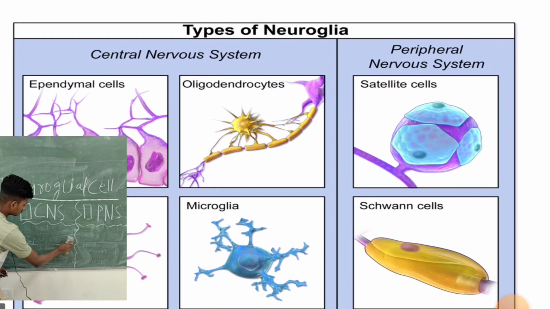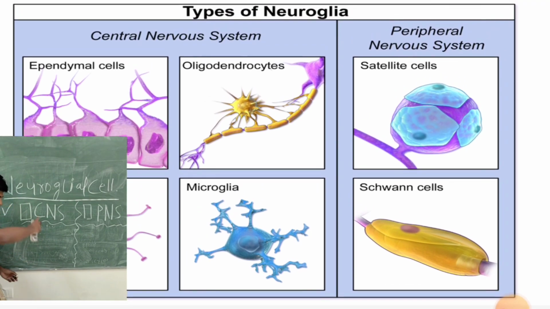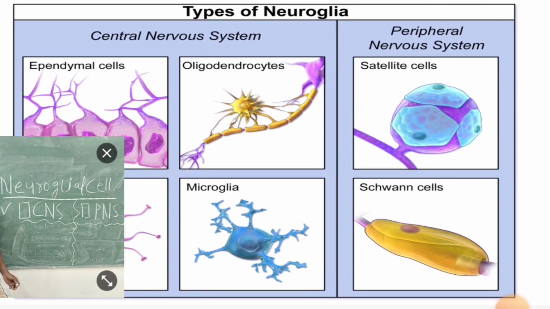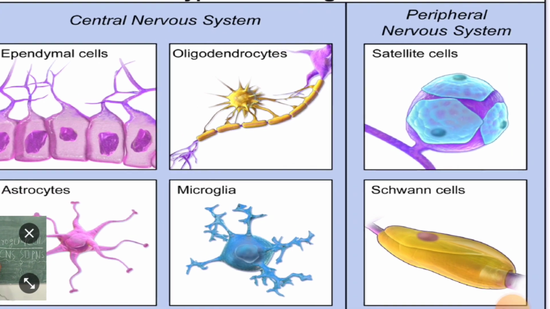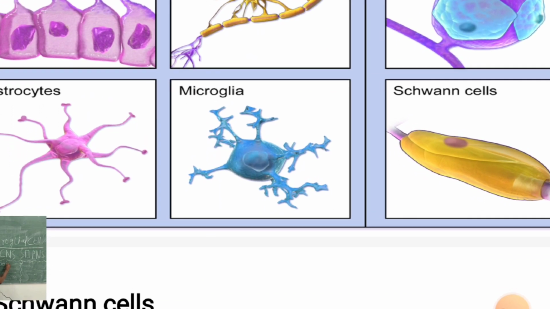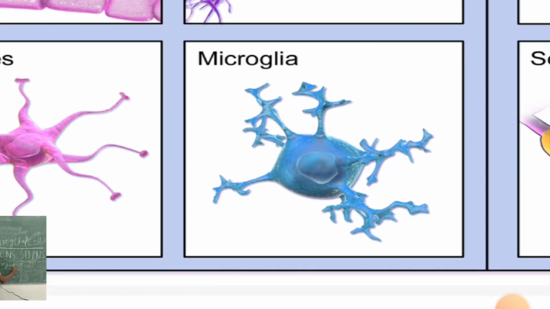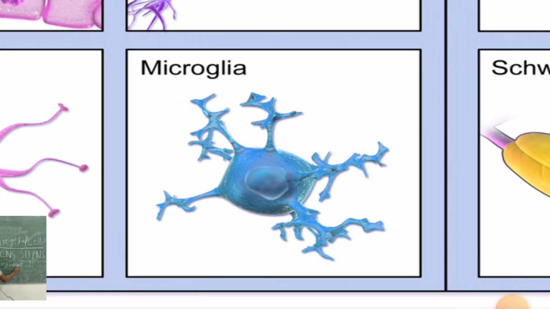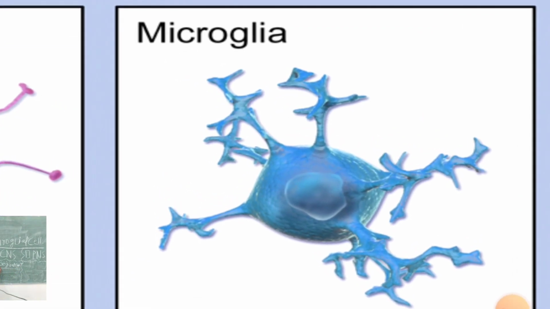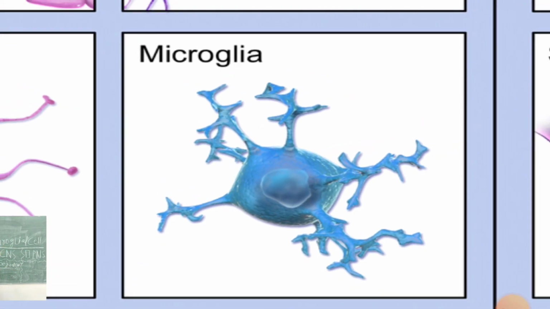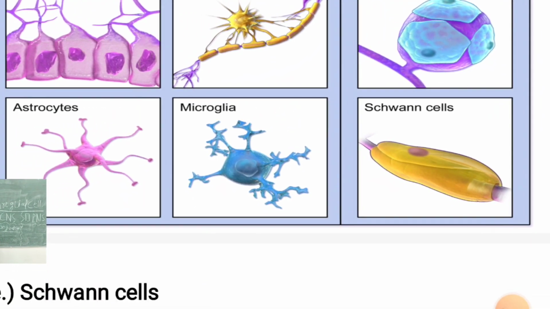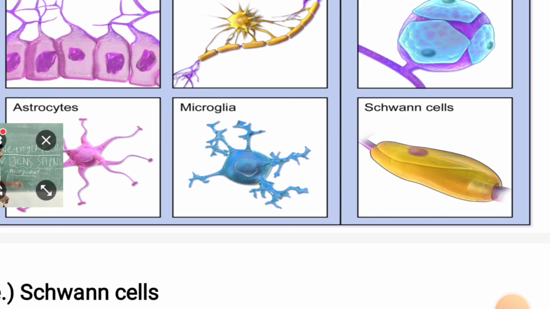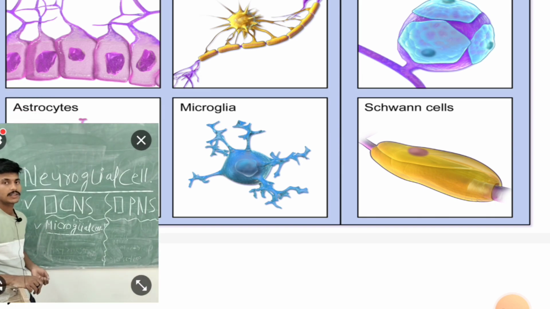Now, there is one more cell present in the central nervous system, called the microglial cell. They are basically phagocytic cells, the immune cells of the neuroglia. It's a type of immune cell which helps the central nervous system engulf small bacteria or debris.